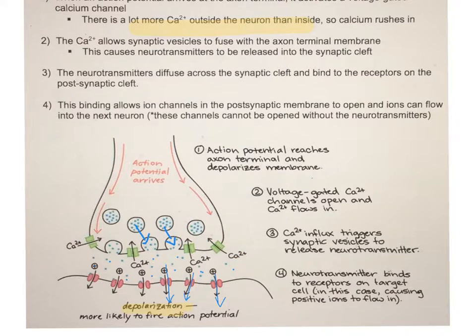Once the calcium goes in, that calcium influx, okay, that just means a lot's coming in, the calcium influx triggers these synaptic vesicles to release the neurotransmitter. So they travel down towards the membrane, they release the neurotransmitter into the space, and then the neurotransmitter will bind to these channels here. And in this case, it's allowing these positive ions to flow into the next cell. And once those ions flow into the next neuron, it's going to allow that action potential to continue.